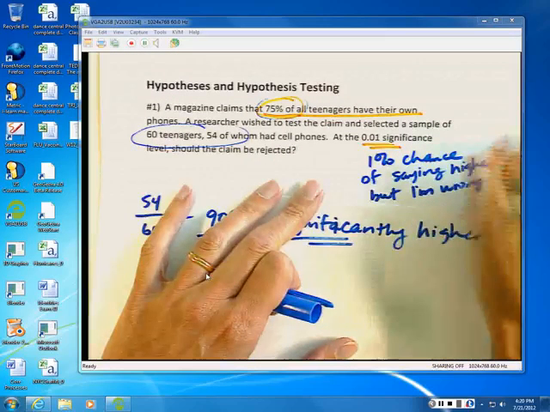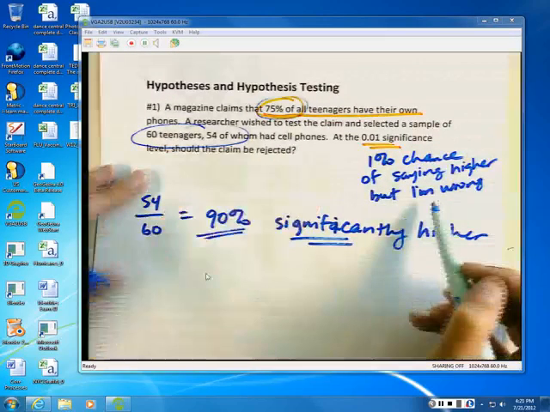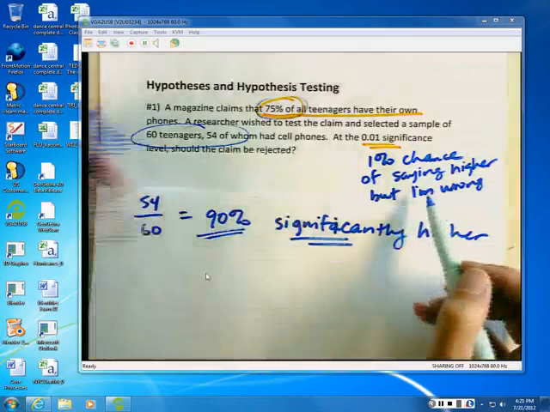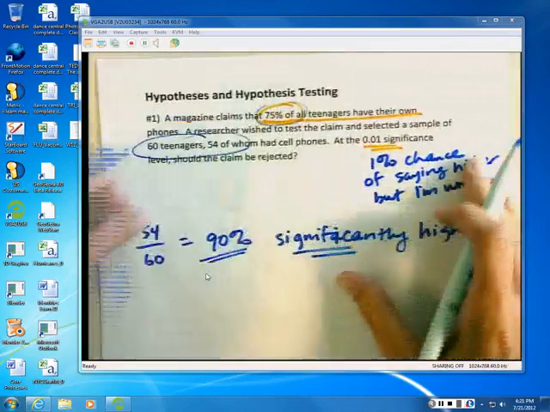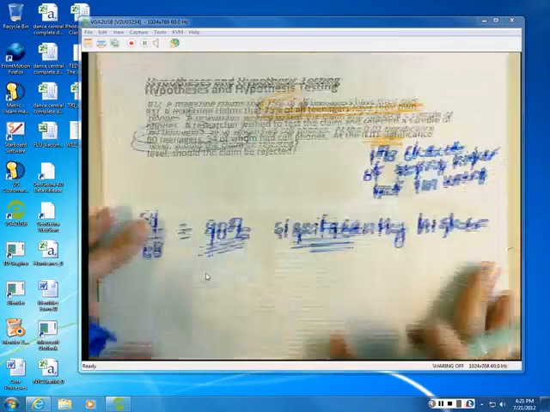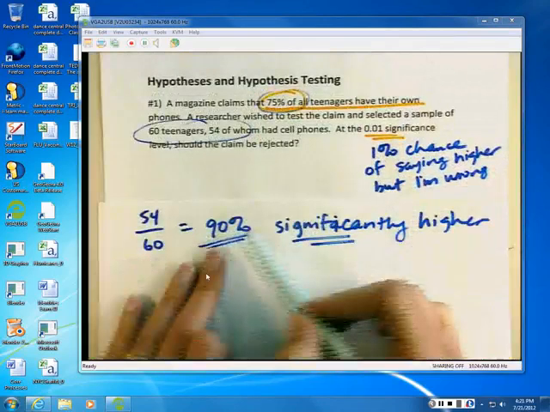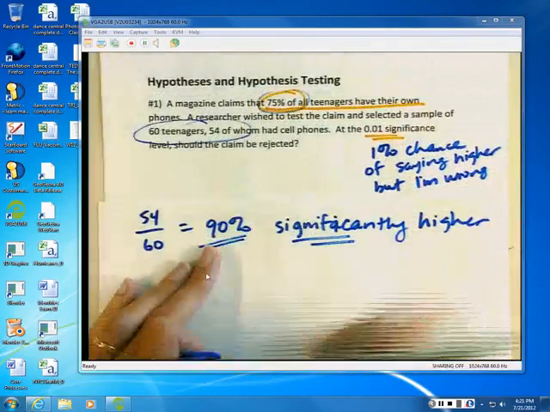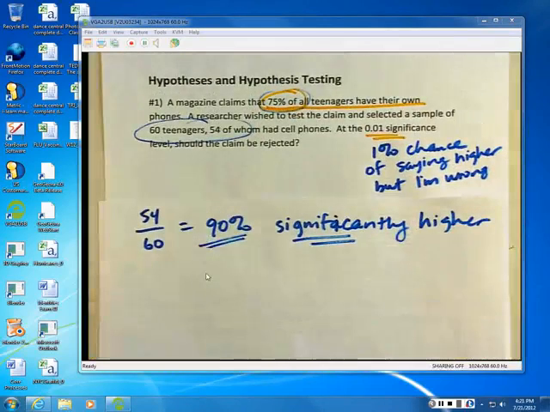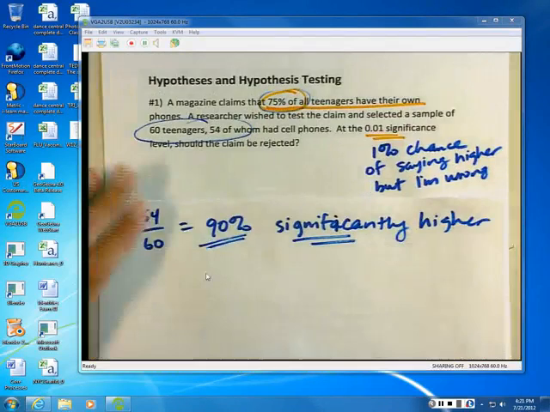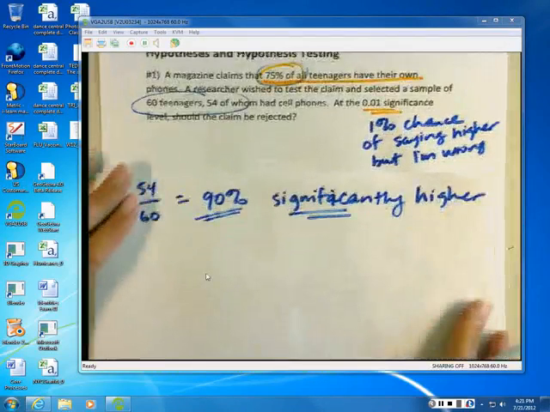So maybe I happen to walk into the AT&T store and I interviewed students there as opposed to interviewing a more random group. So there's lots of reasons why it could have been wrong, even though I say that my 90% is significant. Okay, so there's a lot of mathematics here. What's going to be really nice once we get through all of the little details here is it's going to be pretty routine as we go through and do our testing.